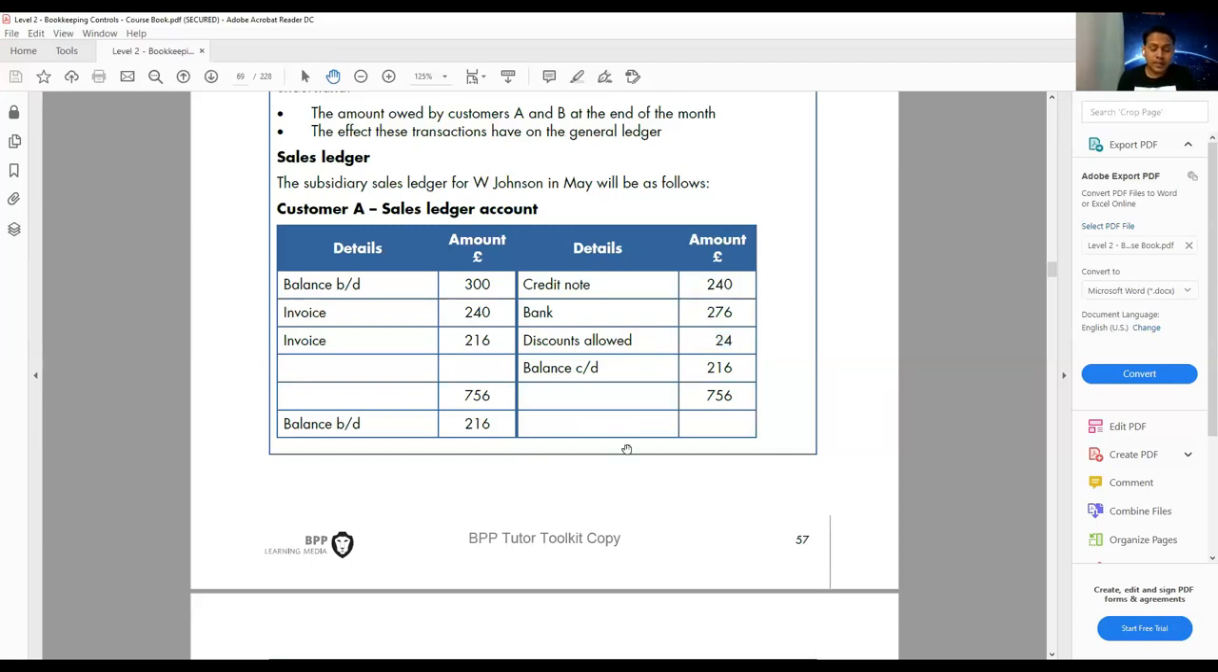After that, all I need to do is balance CD and BD, and we know how to do it. We add the higher side. This side looks higher, 756, so I write the same thing, 756, here. Minus 240, minus 276, and minus 24 gives me the balance CD of 216. This balance CD is the closing balance for this month and the opening for the next month, 216 again, balance BD. Now, if my manager asks how much we are expecting from customer A, we say 216. This is the money due from customer A.